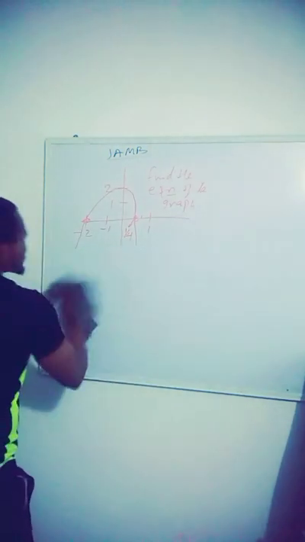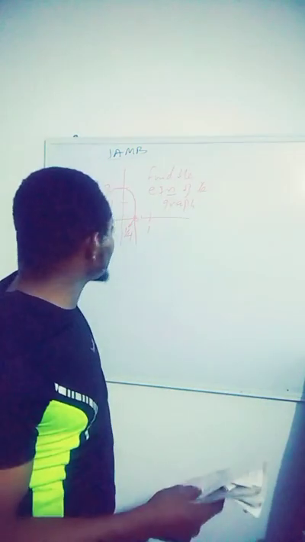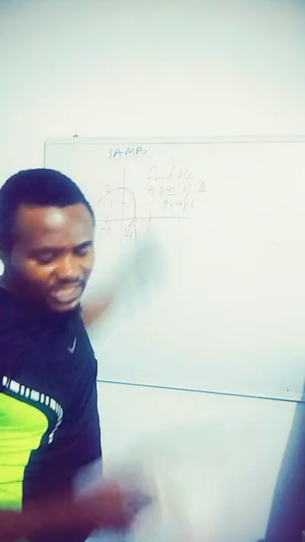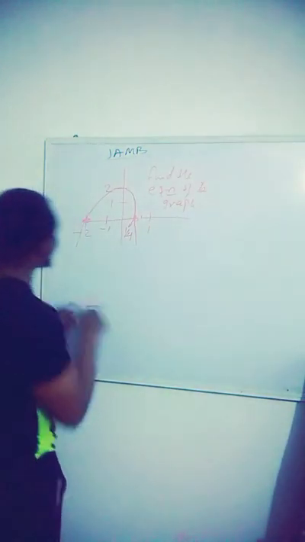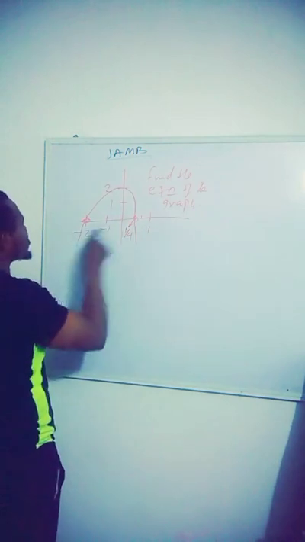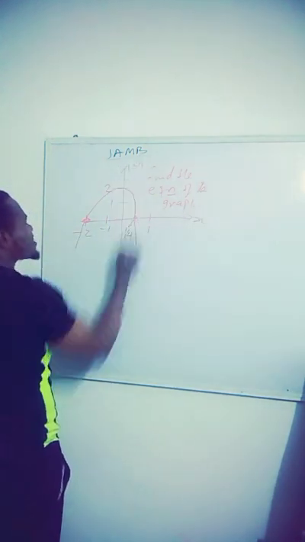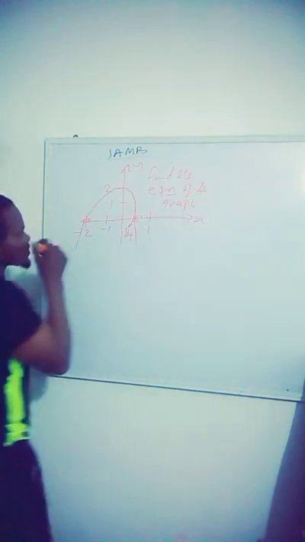So let me quickly repeat again. The question says to find the equation that forms the graph. Which of the following equations represents the graph above? We have 4 equations there, A to D. Now look at the graph. Where does this graph cut the x-axis? This is the x-axis. This is the y-axis. You are picking your answer on the x-axis.